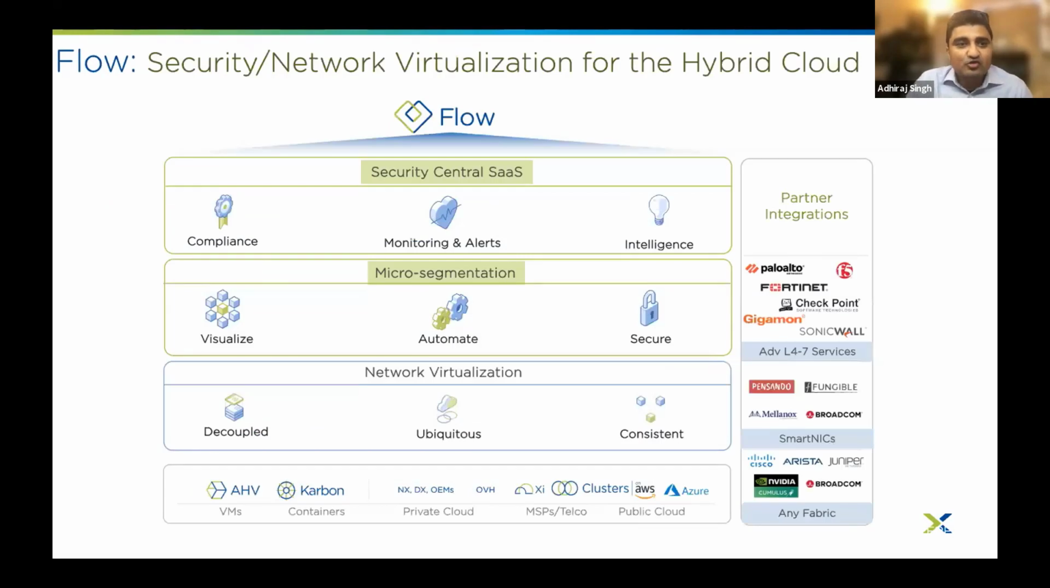So there are two key components of Flow. One is microsegmentation, which is the core of the product. And we have a plethora of integrations with third-party solutions, which helps you to have scalability in terms of layer 4 to layer 7 enhanced services, which I'll let Daniel cover.